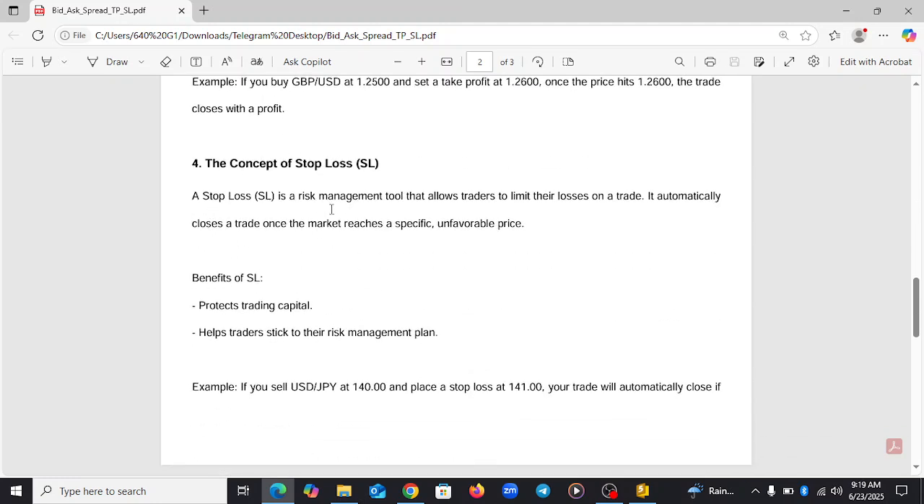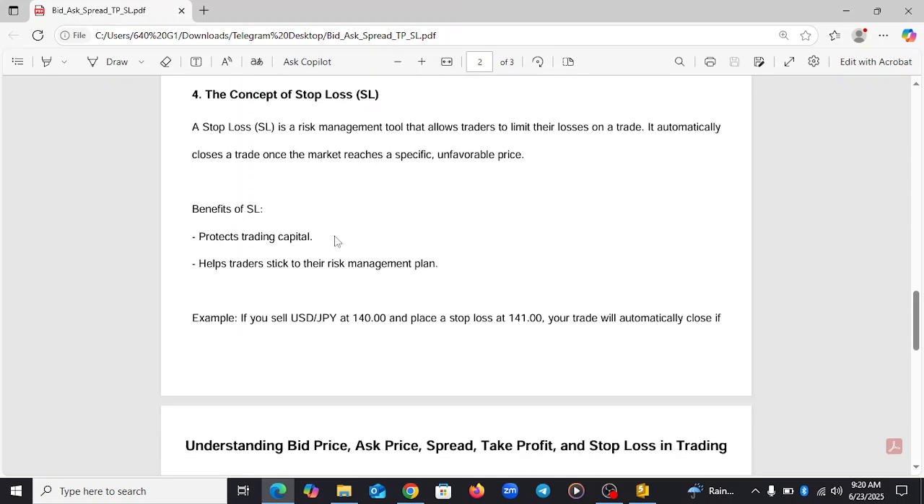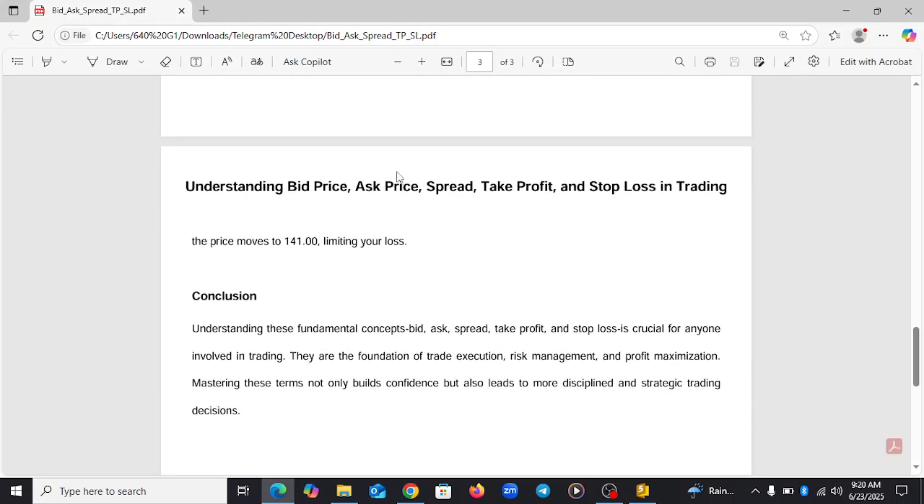And then the concept of stop loss is a risk management tool that allows traders to limit their losses on a trade. It automatically closes the trade once the market reaches a specific kill point, an unfavorable price, right? Benefit of stop loss: protects your trading capital, which is very good. One key factor: emotional control and risk management. And also helps traders to stick to their risk management plan. Very, very key. That's the concept of stop loss and then TP.